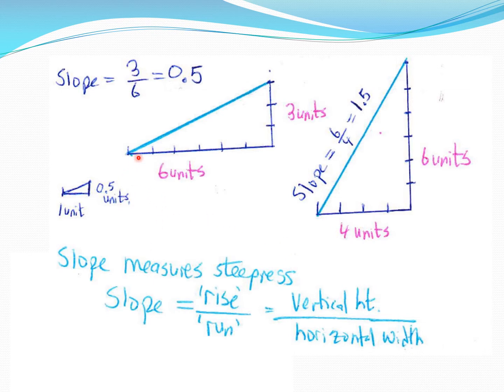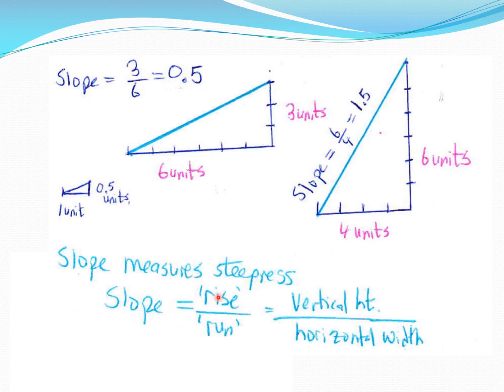In this situation, we have a line and it has a certain slope or a certain gradient. As illustrated, for every 6 units, the line rises by 3 units. So what's the slope on that line? Effectively, the slope measures the steepness. How steep is that line? Obviously this line here is a little bit less steep than that one, which over 4 units rises by 6 units. So the slope measures the steepness.